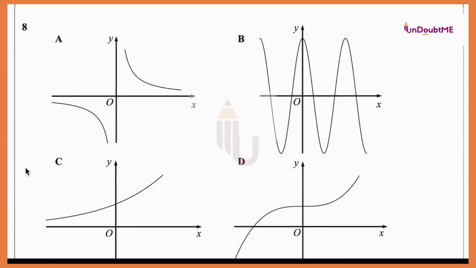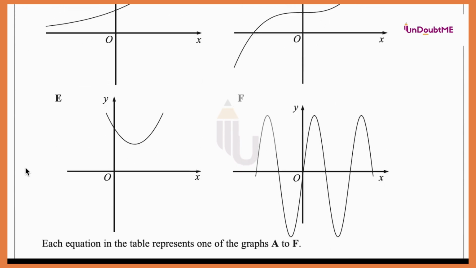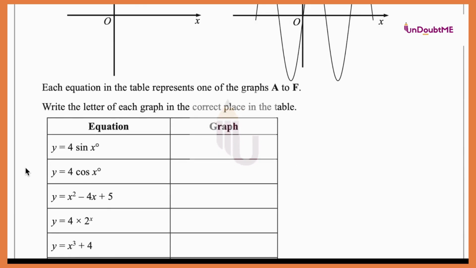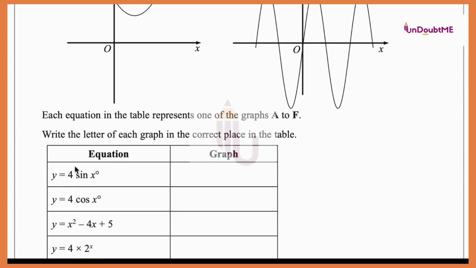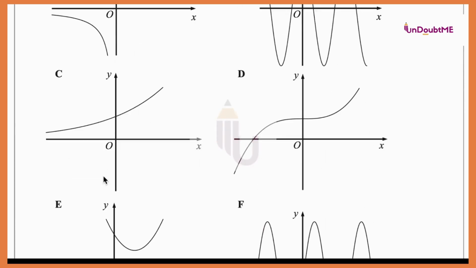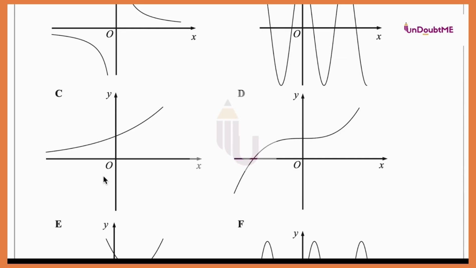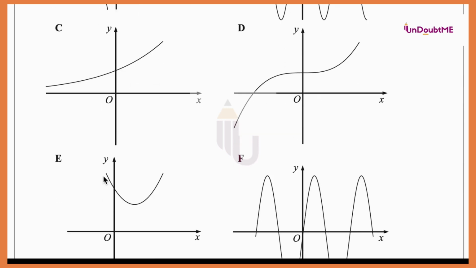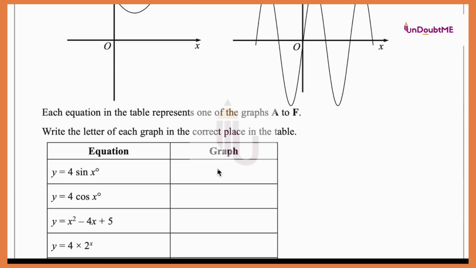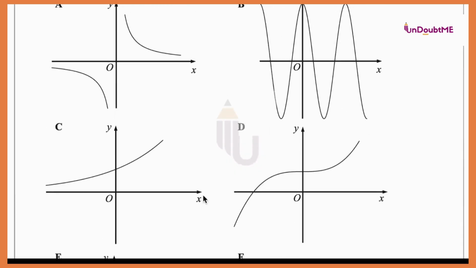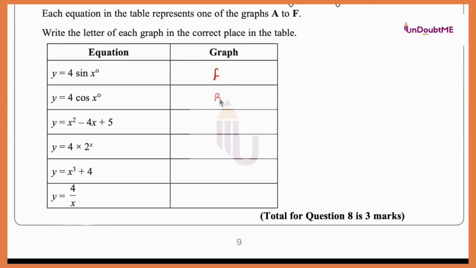Next question. Looking at the graphs, we have to identify which graph represents which equation. We will start with the first one, 4 sin x. Sine looks like either B or F. Sine starts from 0 and B starts from some non-zero value, so the first one is F. The other one will be cos, so B and F are done.